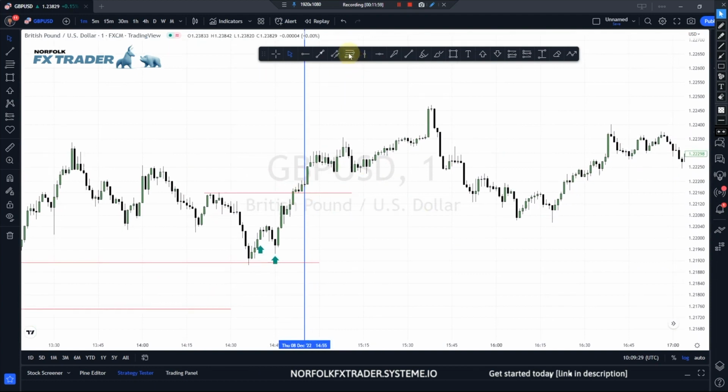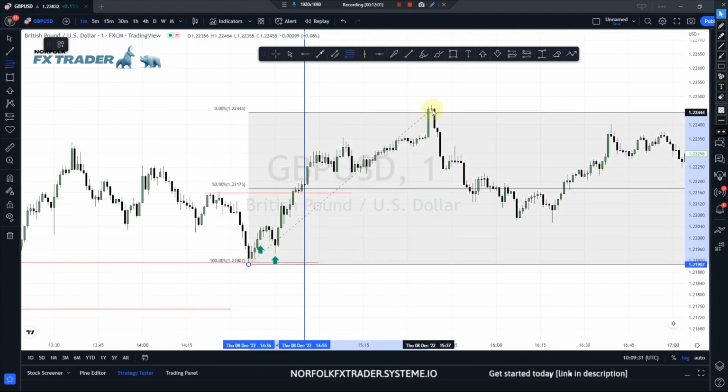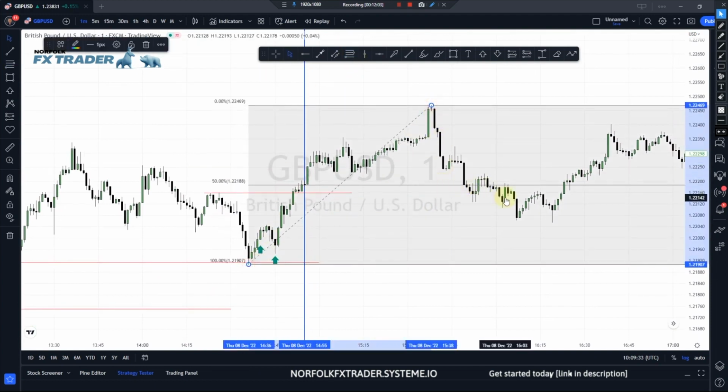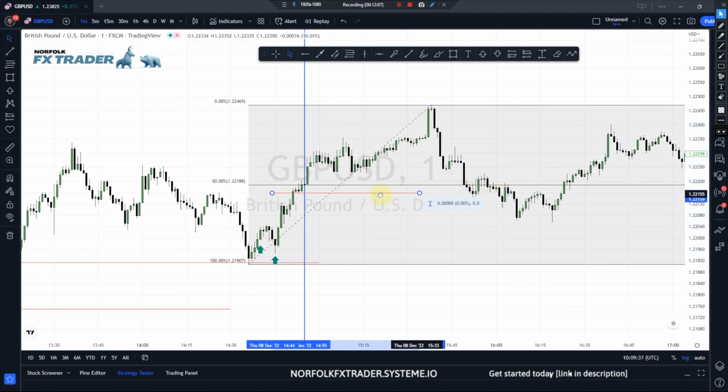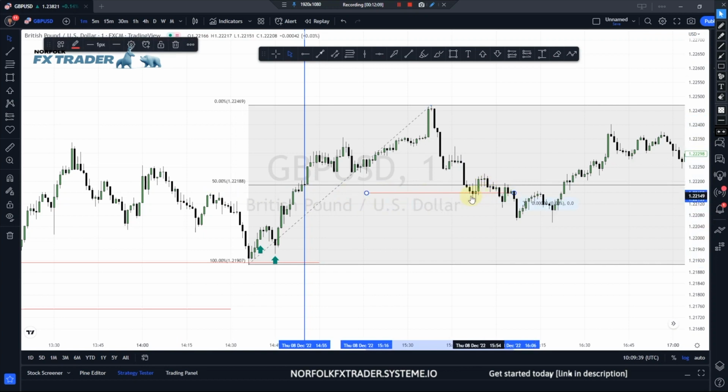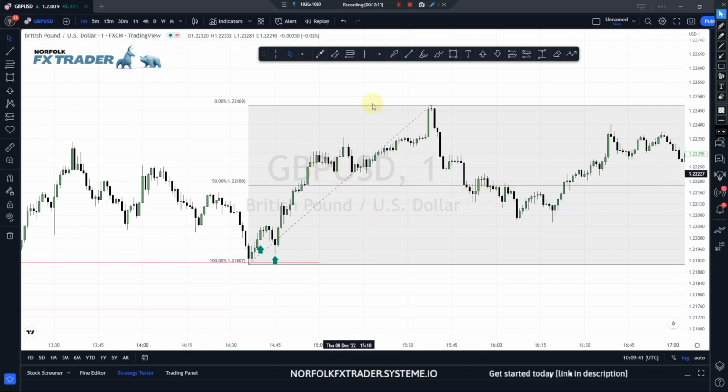Well, the move actually goes all the way from this low to this high. We're below the 50%. Perfect. Okay, so we even have this break of structure here. Retest it. What else do we look for? Again, we can start looking for previous lows. Here's a low in the market.